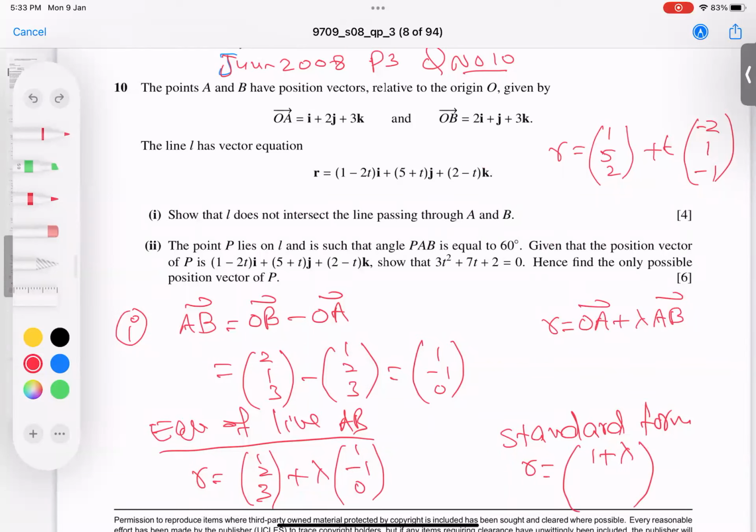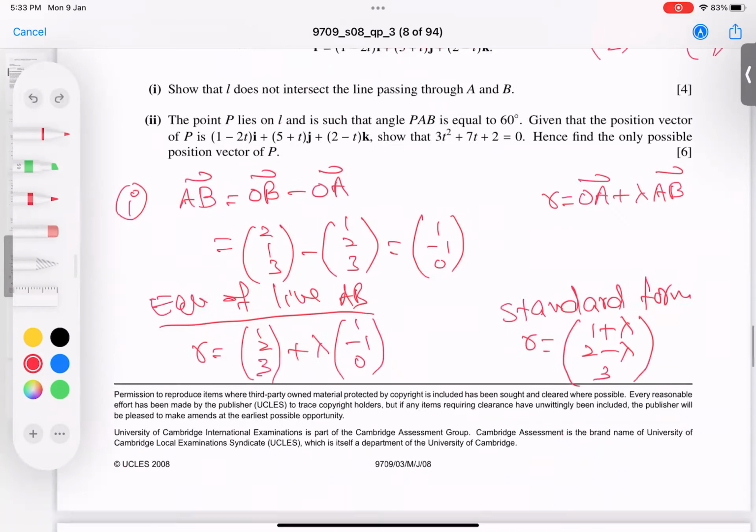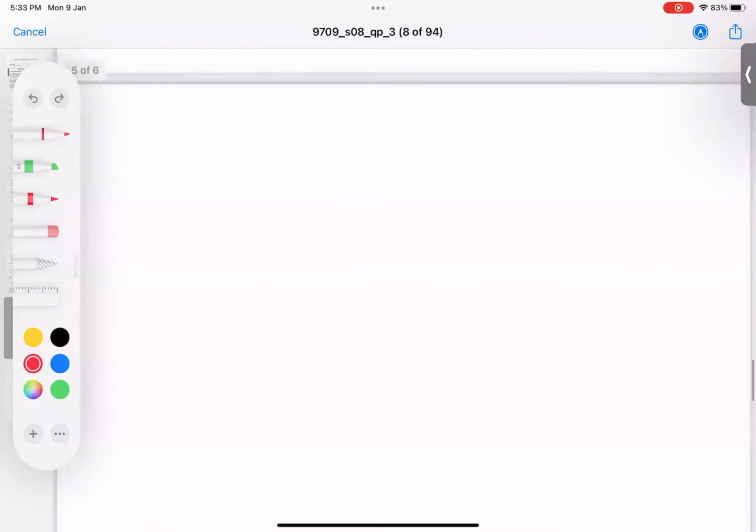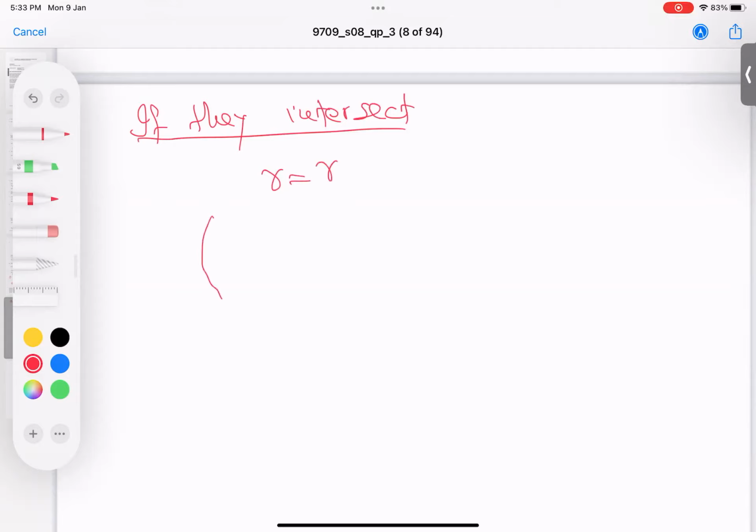I repeat, and then what about these two? So 2 minus lambda. What about this and this? We got only 3. Why? Because lambda times 0 is 0, no need to write it. Now, what is the plan of action? I have the standard form of line L given and the standard form of line AB. If they intersect, I will put r equals r, so the standard form of number 1 equals the standard form of number 2.